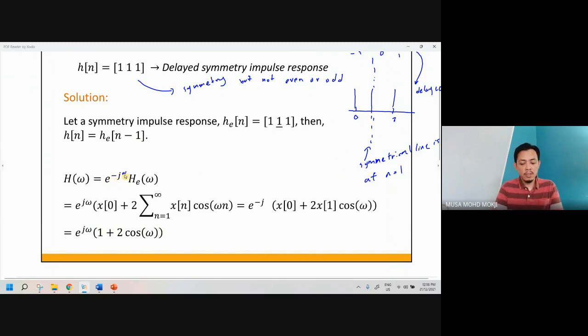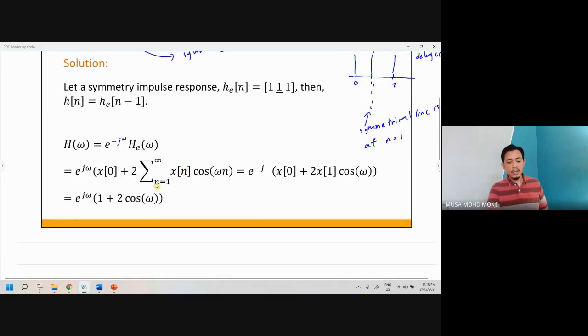E to the power of minus j omega multiplied by the frequency response of our even signal. So this is the even signal. You solve this and then multiply with e minus j omega. So why e minus j omega? Because our nd is 1. So this is actually omega multiplied by 1, so e to the power of minus j omega. Then we can solve this because we have this. This is e j omega.